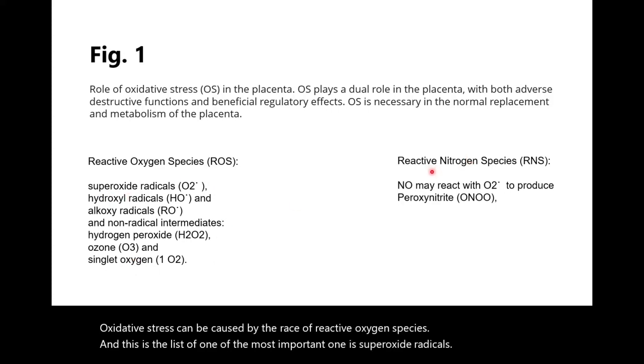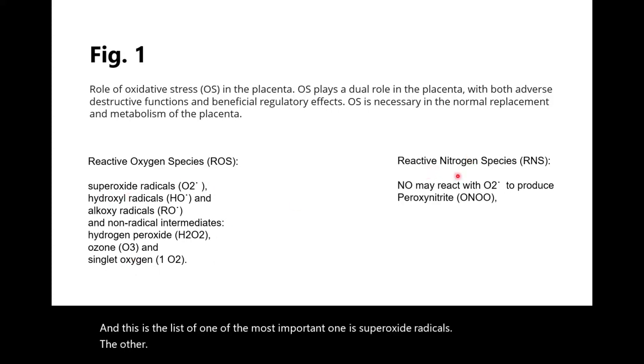The other species are reactive nitrogen species. One of the ones that is not so good is peroxynitrite or ONOO and nitric oxide.